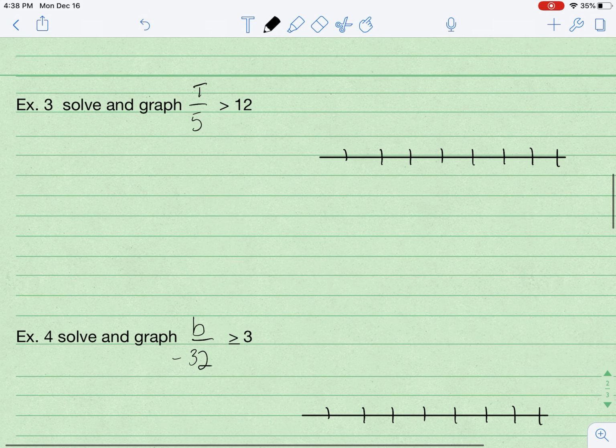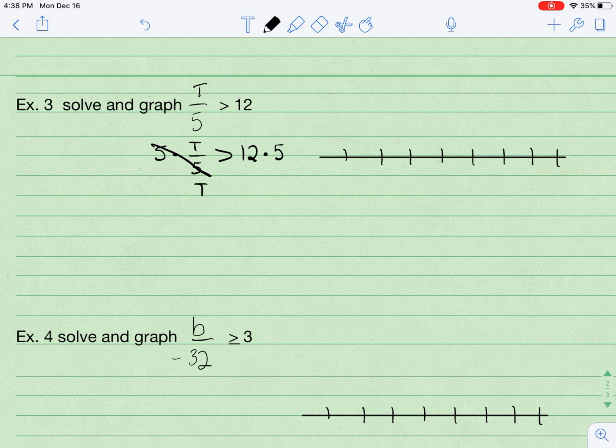All right, we've got 2 more. So solve and graph. So t divided by 5 is greater than 12. So now to undo division, so we're dividing t by 5, we are going to multiply by 5. Okay, once again, the 5 times t divided by 5 is going to cancel out, leaving us with t. And then t is greater than 12 times 5, which will give us 60.